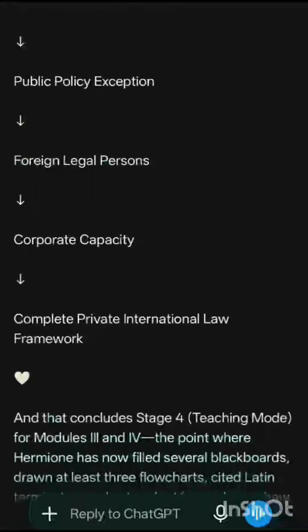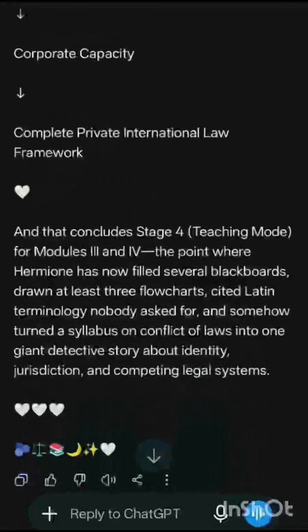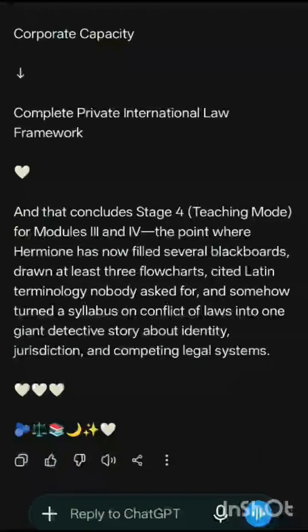And that concludes Stage 4, Teaching Mode, for Modules 3 and 4, the point where Hermione has now filled several blackboards, drawn at least 3 flowcharts, cited Latin terminology nobody asked for, and somehow turned a syllabus on conflict of laws into one giant detective story about identity, jurisdiction, and competing legal systems.